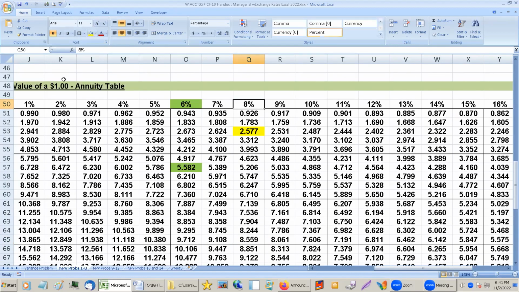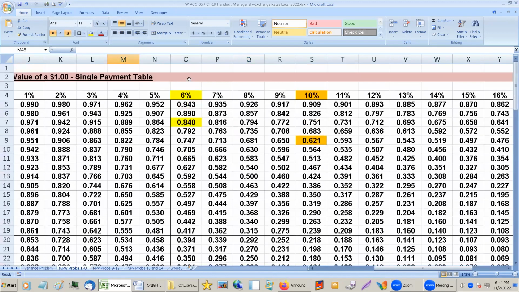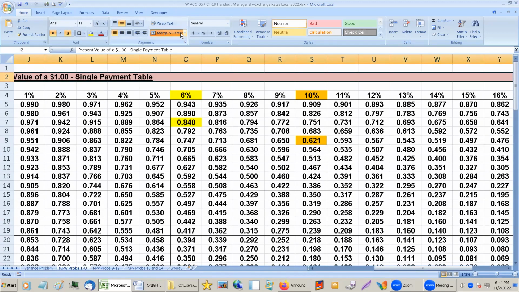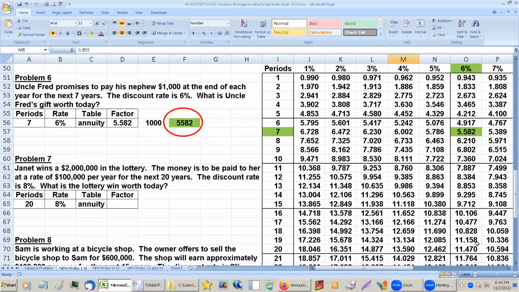I know I keep jumping like this, why is it jumping like that? This one. There's the troublemaker. Okay.